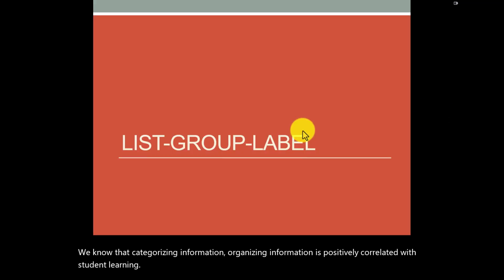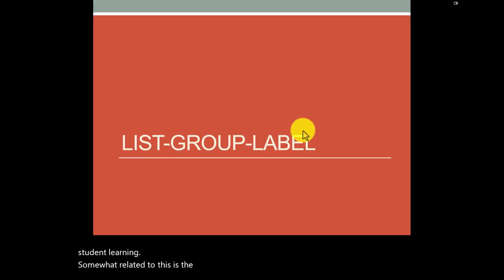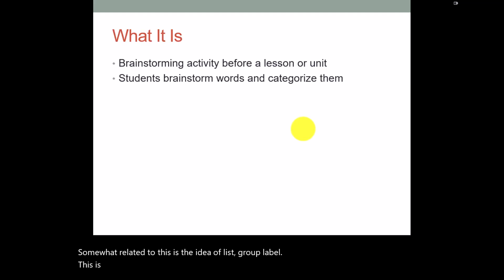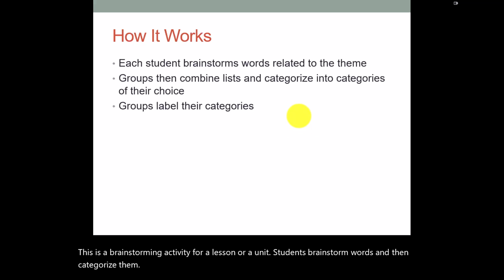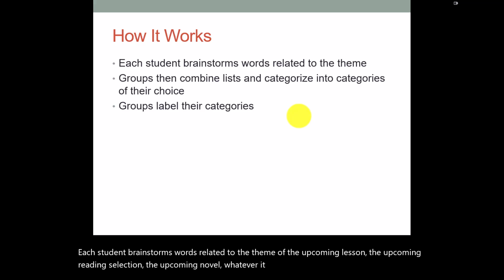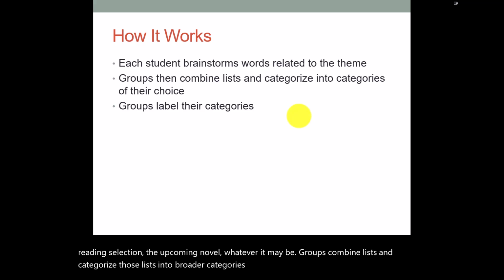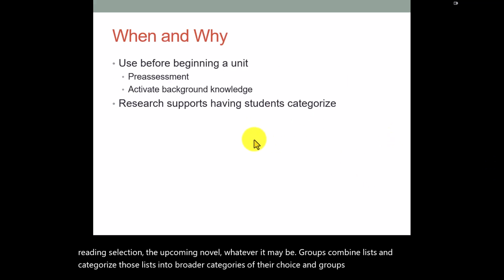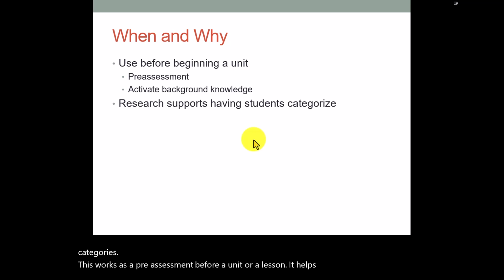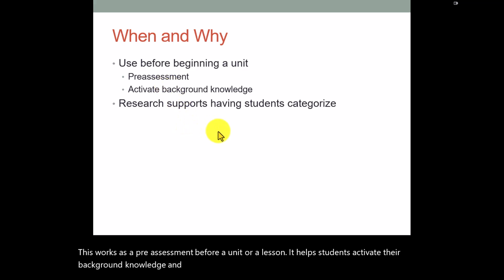Somewhat related to this is the idea of list, group, label. This is a brainstorming activity before a lesson or a unit. Students brainstorm words and then categorize them. Each student brainstorms words related to the theme of the upcoming lesson, the upcoming reading selection, the upcoming novel, whatever it may be. Groups combine lists and categorize those lists into broader categories of their choice, and groups label their categories. This works as a pre-assessment before a unit or a lesson. It helps students activate their background knowledge, and again, research supports strongly having students categorize.